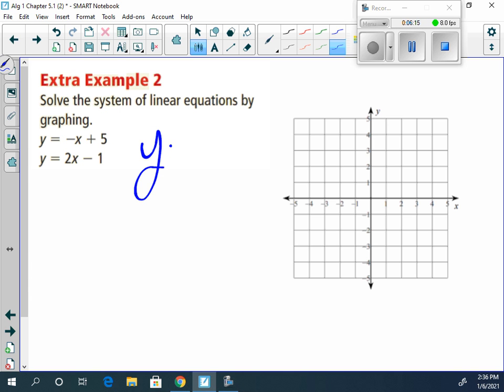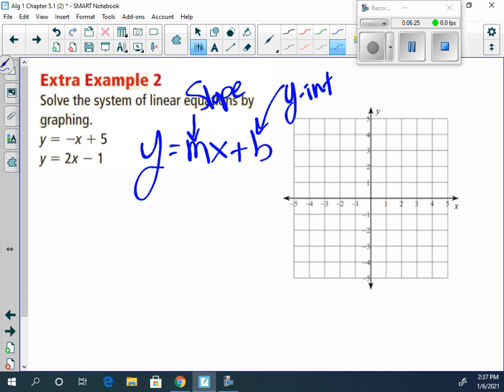Now again, we're still referencing y is equal to mx plus b, where m is the slope and b is the y-intercept. So when we look at this first equation here, y is equal to negative x plus 5. Well, the slope is negative 1. The y-intercept is 5. Because of the plus 5, we know the y-intercept is 5.